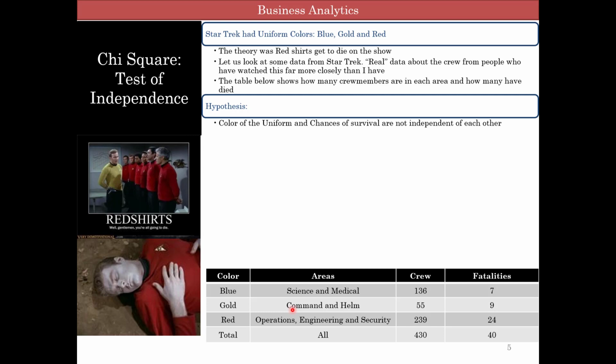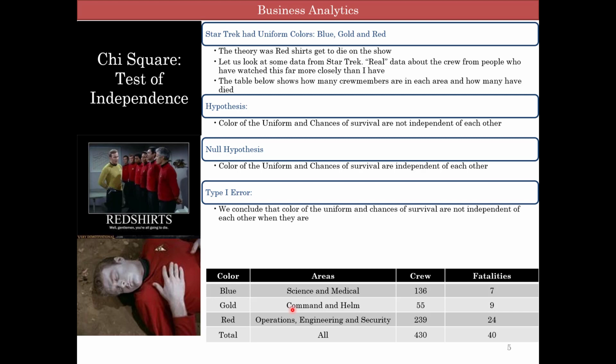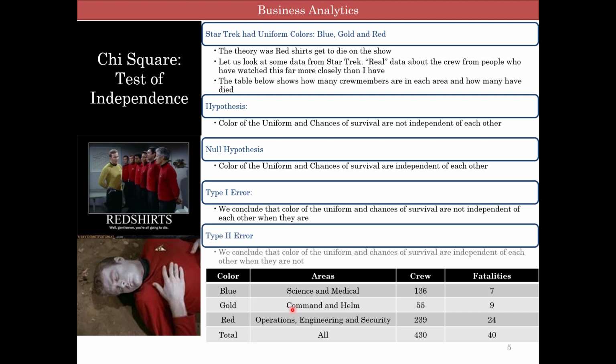So the hypothesis is that color of the uniform and chances of survival are not independent of each other. Remember, here the hypothesis has a not. It's not independent of each other. Whereas the null hypothesis says there is no connection between the two. They are independent of each other. And so the type 1 error: we conclude that color of uniform and chances of survival are not independent of each other when they are. And type 2 error: we conclude that they are independent of each other when they are not.